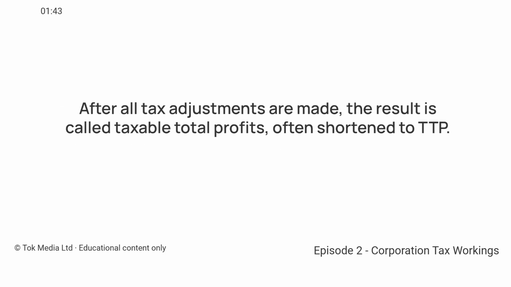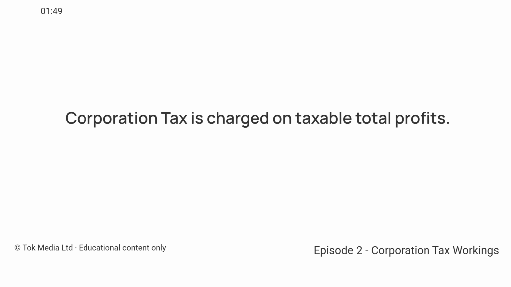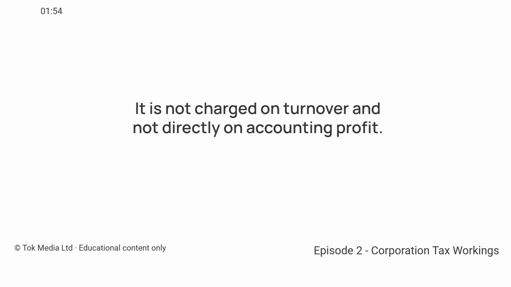After all tax adjustments are made, the result is called taxable total profits, often shortened to TTP. Corporation tax is charged on taxable total profits. It is not charged on turnover and not directly on accounting profit.